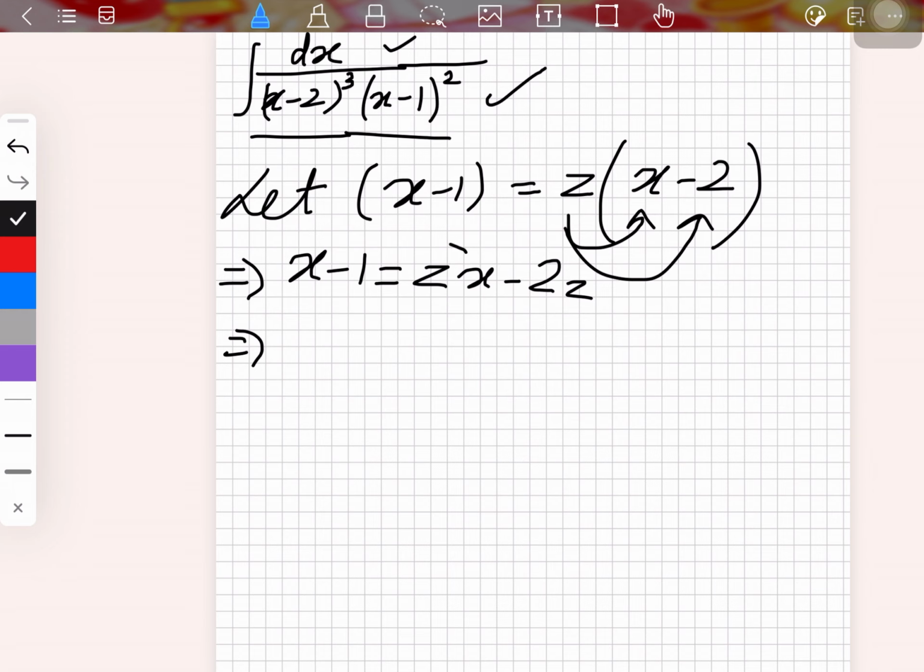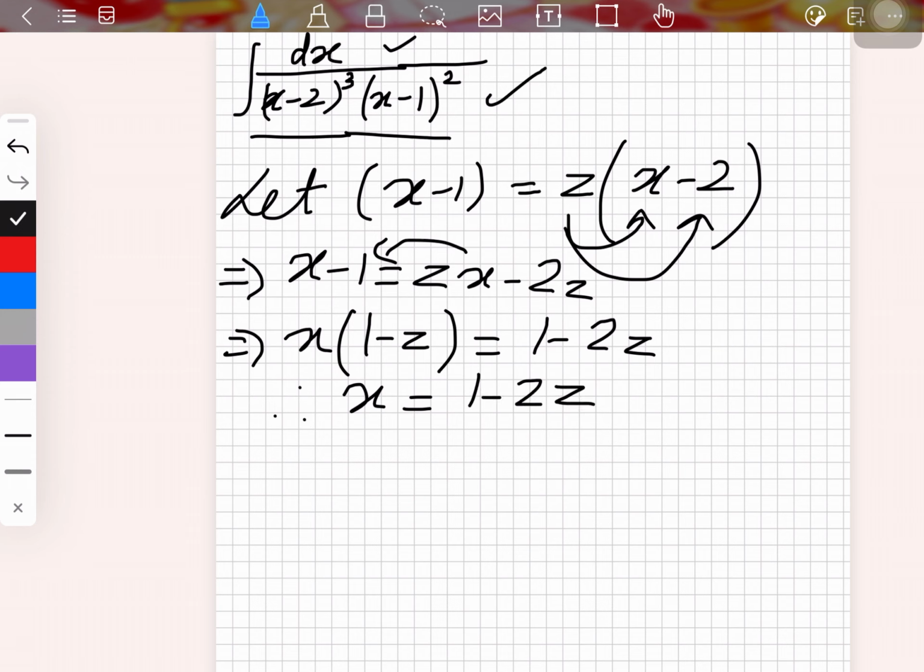And again, let's bring this over here so that we can take x common. So if we take x common, then this is equal to 1 minus 2z. Therefore, x is equal to (1 minus 2z) over (1 minus z). So after this, what we will do is differentiate this entire term with respect to z. So not x right now, but z.